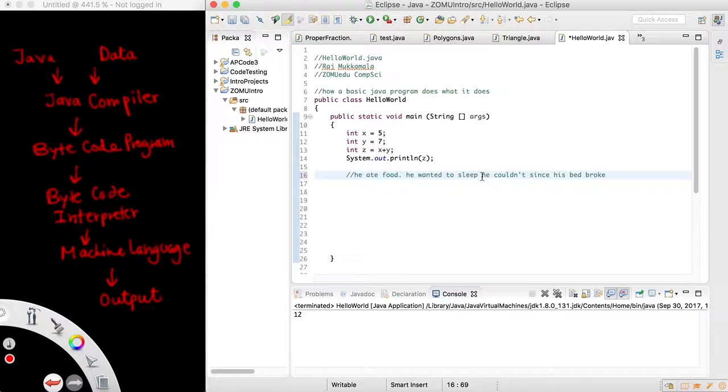He ate food, he wanted to sleep, period. He couldn't since his bed broke. I know this sounds like a grammar class, but bear with me for the metaphor. So now we can read it. Opposed to what we had before, it's a lot easier to read now. So when we converted Java to bytecode, it was still very hard for the computer to read that bytecode, even though it could make out a couple of words, because it's a language that the computer knows.